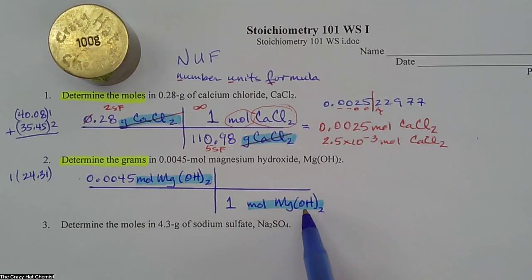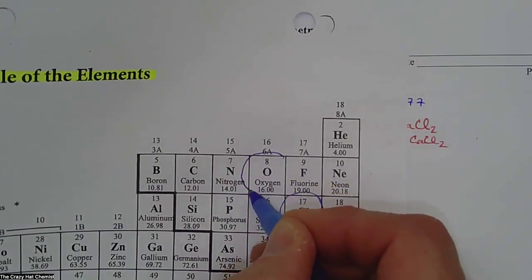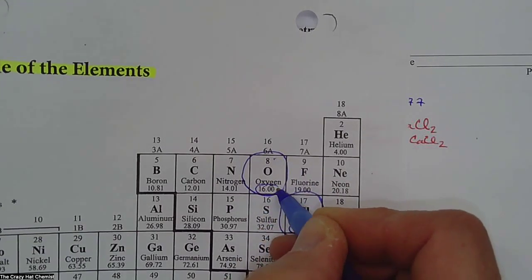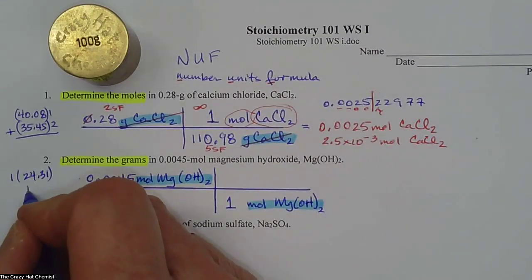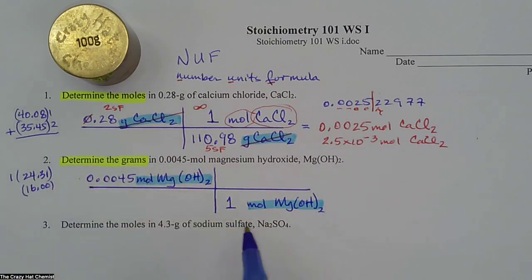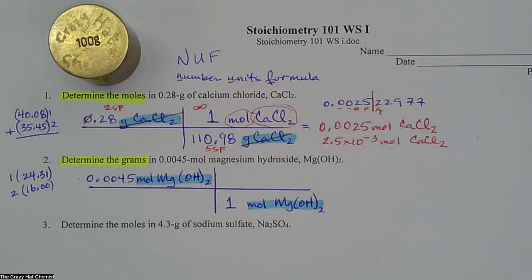Then I'm going to find oxygen. Oxygen is right here, and that is element number 8. It has a mass of 16.00. The question is, how many oxygens are in this formula? That 2 is outside the parentheses, so it distributes with the hydrogen and the oxygen. So there are 2 oxygens.